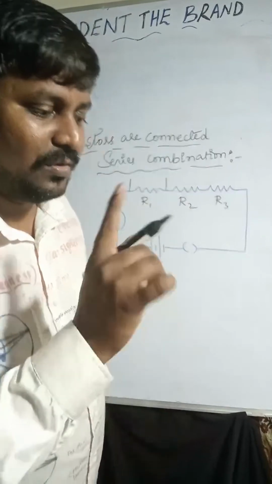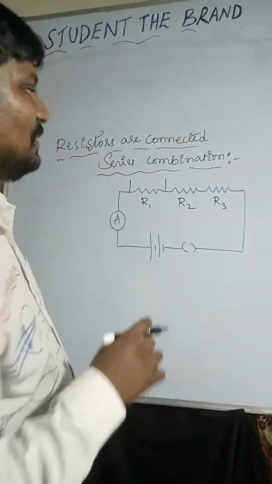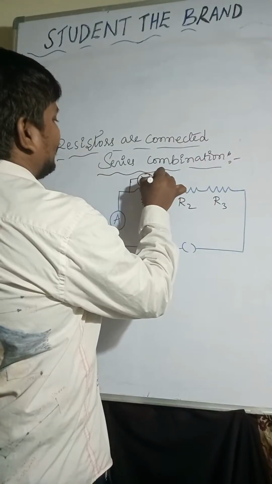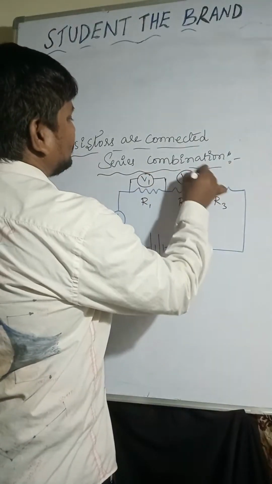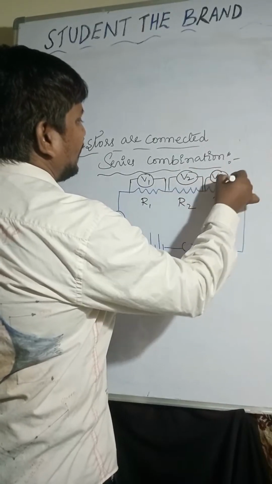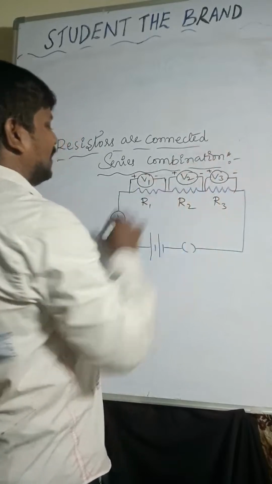Ammeter? No, the system is saying wrong. Voltmeter we have to connect. V1, next V2, next V3. So voltmeters we have to connect.